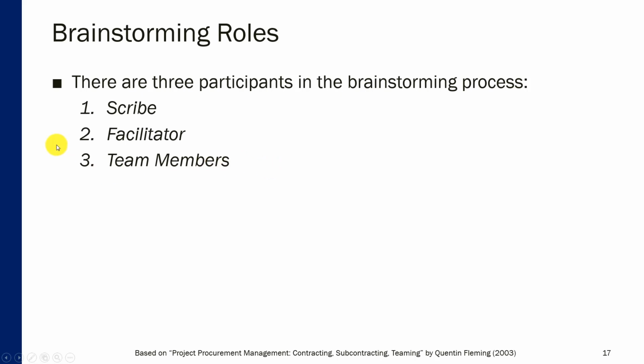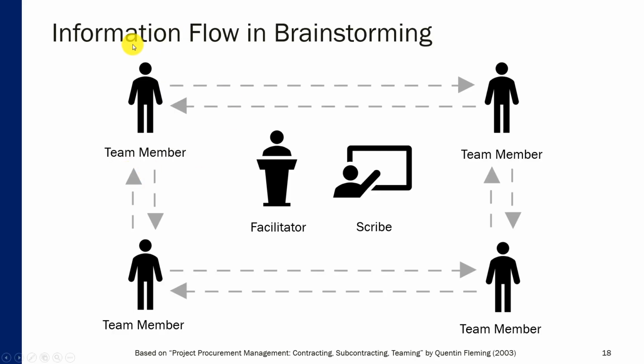Then you have team members, meaning people who are actually part of the brainstorming team. They're the ones who are generating and exchanging ideas. So information flow in a brainstorming session can be viewed as follows. You have a facilitator, meaning the person in charge of the brainstorming session. You have a scribe who is quietly taking notes based on the information or ideas generated by team members. And then you have team members, and here the information flows basically go in any direction.